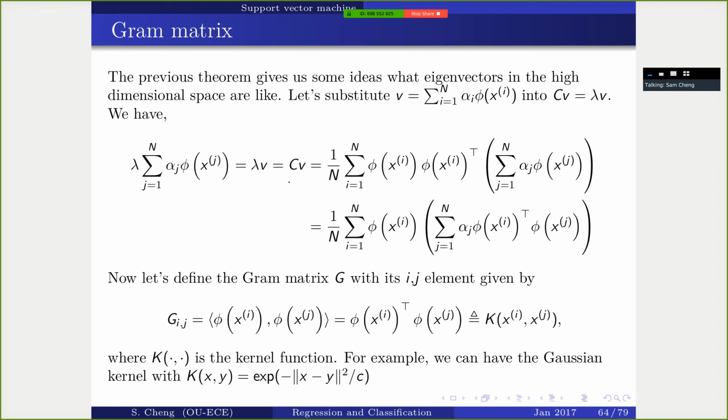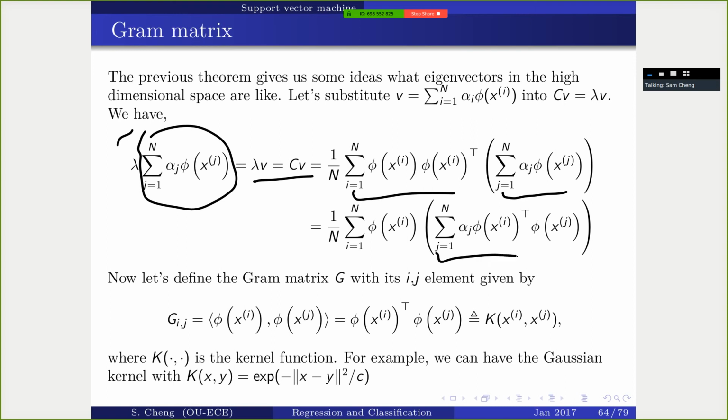Basically, we still have Cv equal to lambda v. So v, as you mentioned, is this guy here, so C is this one and v is this one. I just changed the order of this summation a little bit. Then what you find is that this is essentially a kernel function, so this is something I can compute.